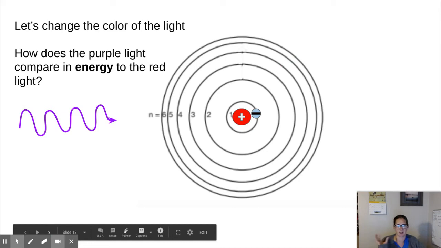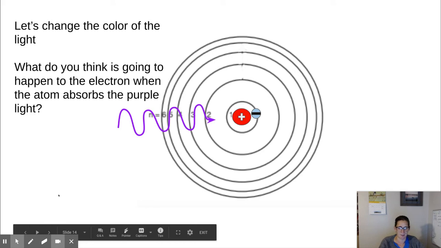First of all, I want you to think back to the beginning of the week, and how does the purple light compare to the red light, both in wavelength and in energy? Hopefully you're thinking that, okay, wavelength is going to be shorter, and the purple light has more energy. So the shorter the wavelength, the more energy.